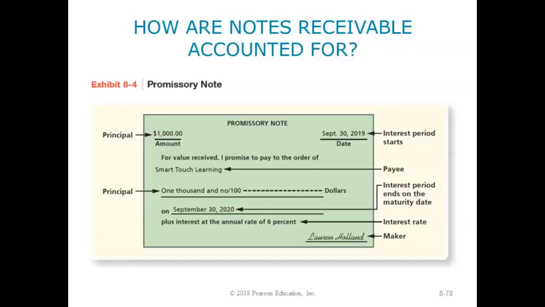And again, with the promissory note, this is what a typical promissory note could look like. You've got the date of the note when it starts, the payee who's loaning the money, the principal, how much is the note receivable, and then the date down here, that's the maturity date, and then the maker of the note, and you also have the interest rate on the note.